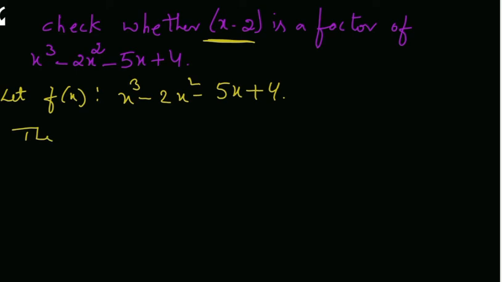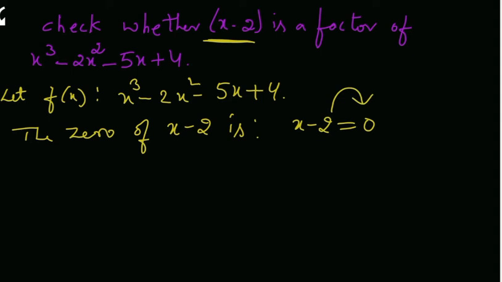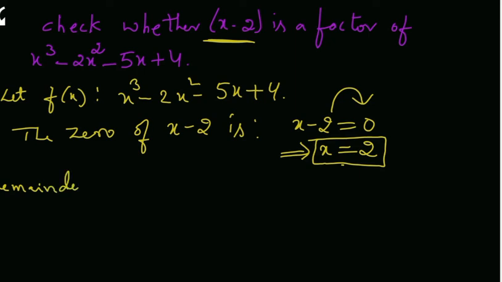So the 0 of x minus 2, how we have to calculate? x minus 2 is equal to 0. Then minus 2 moves here and you will get x is equal to 2. This is the 0. Now this 0 you have to substitute in this dividend. That means now the remainder is equal to f of 2.